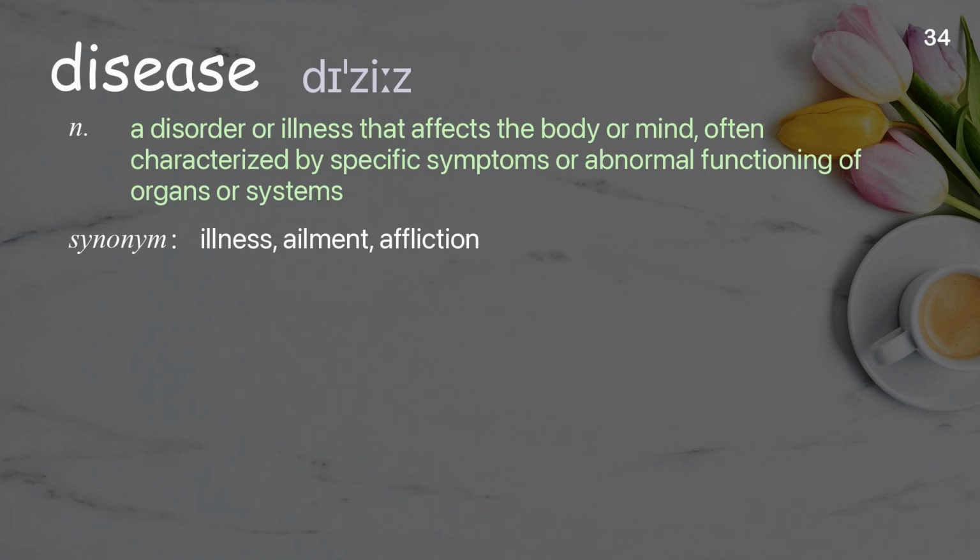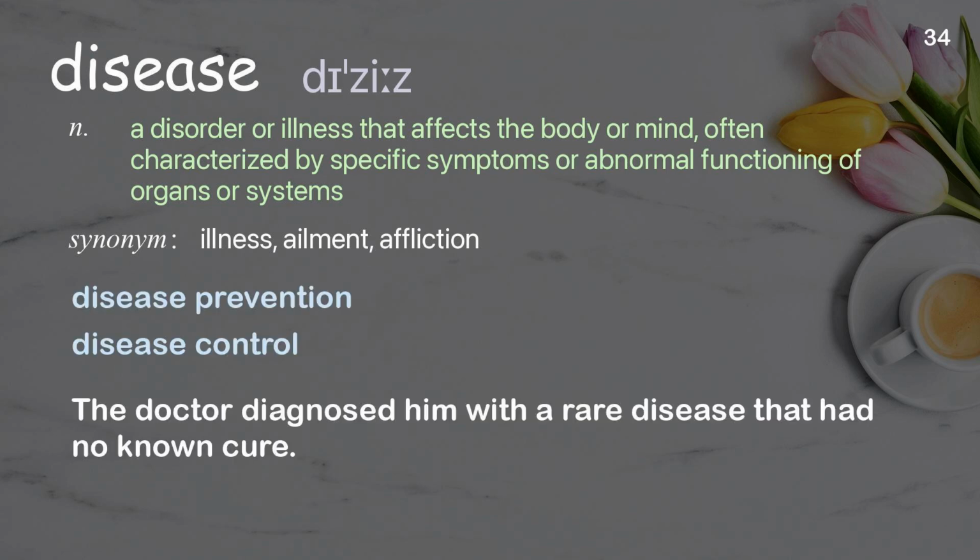Disease: A disorder or illness that affects the body or mind, often characterized by specific symptoms or abnormal functioning of organs or systems. Examples: Disease prevention. Disease control. The doctor diagnosed him with a rare disease that had no known cure.